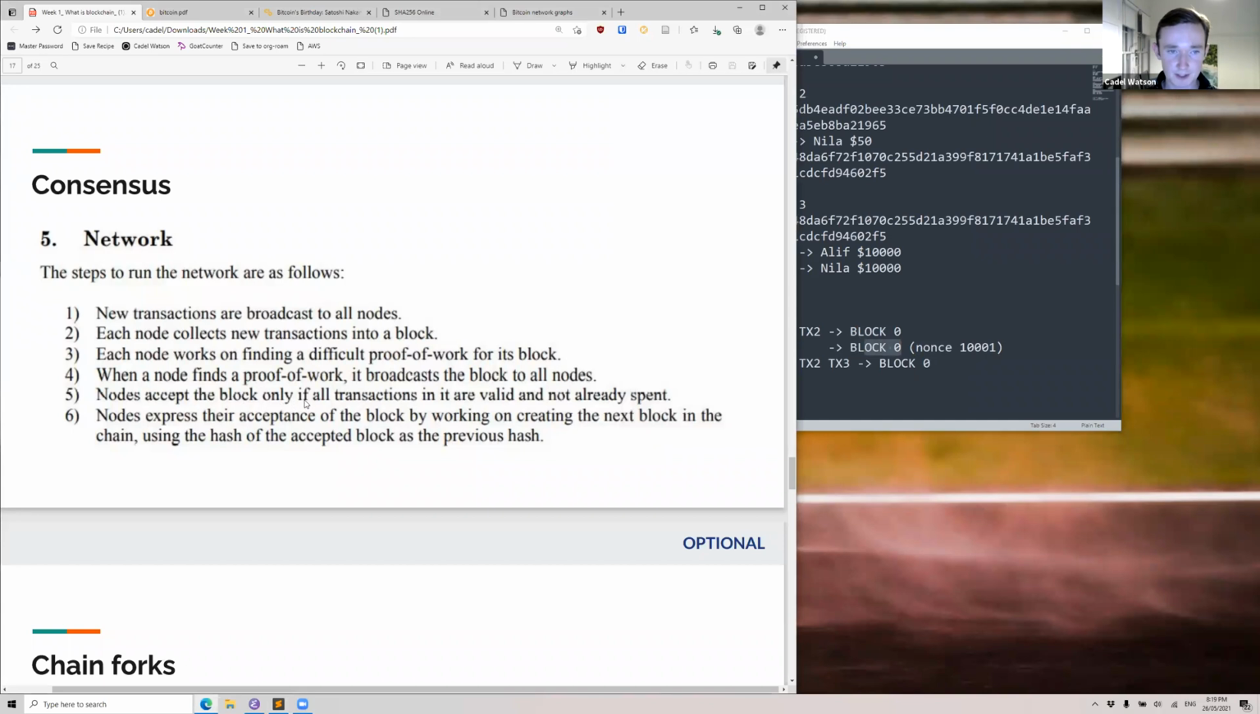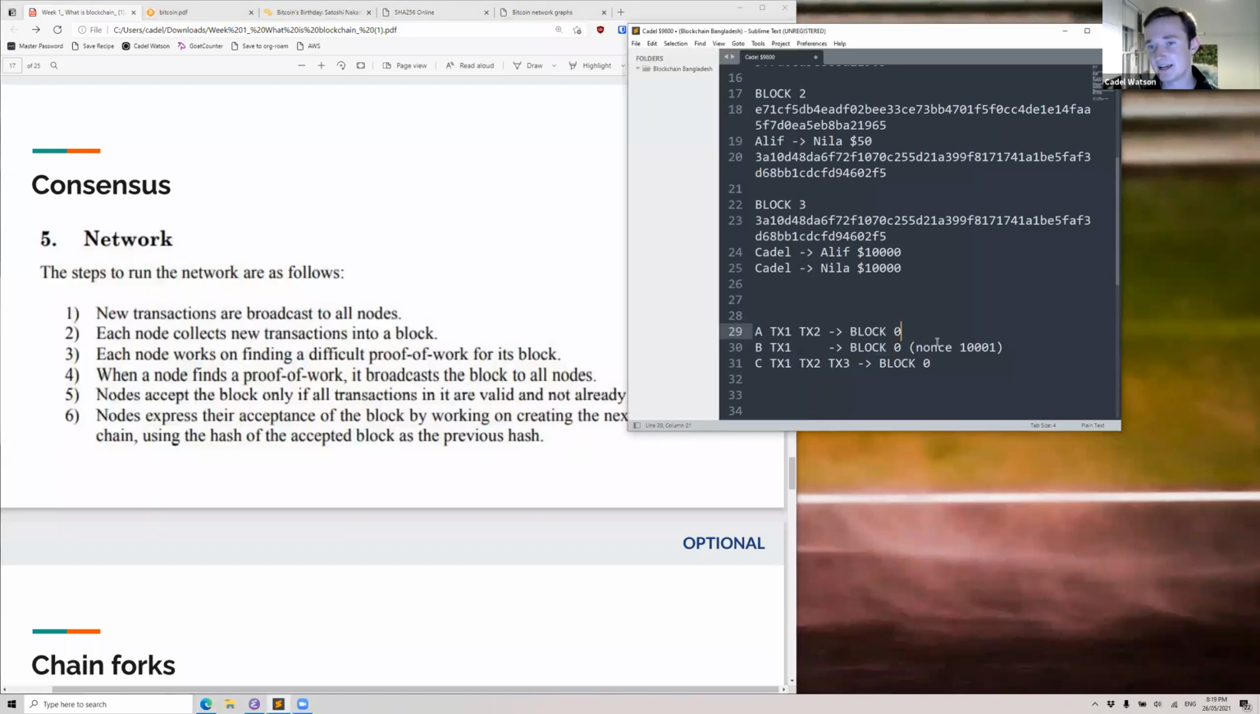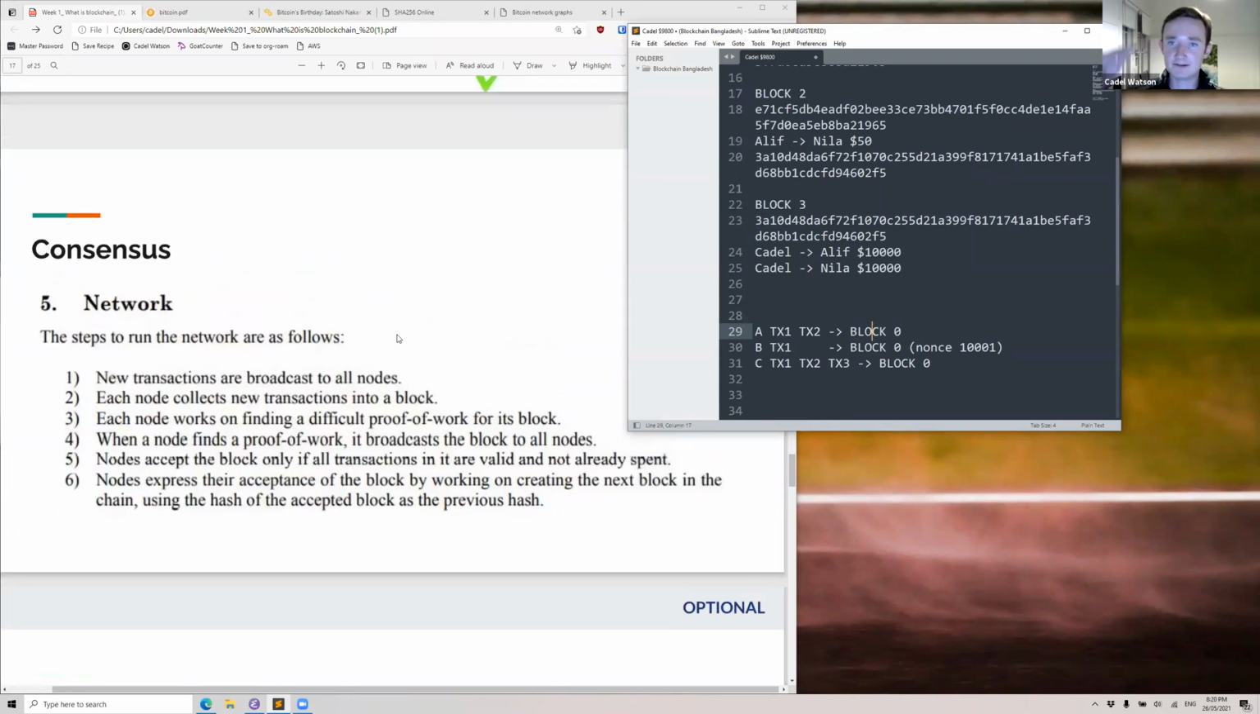So nodes accept the block only if all the transactions in it are valid, and if it's a valid proof of work validated block. Then everybody starts again, but this time they're trying to build block 1. And so in that way, we've kind of built up that decentralized ledger.